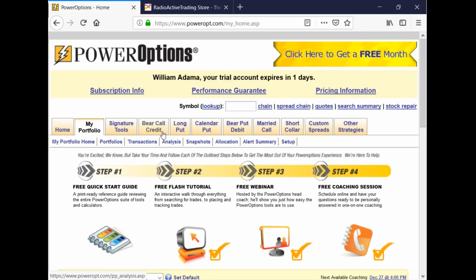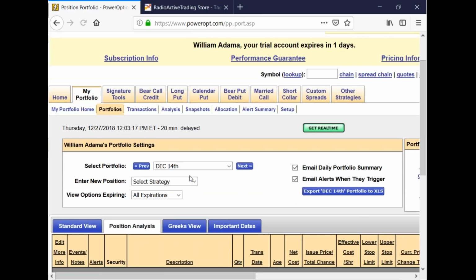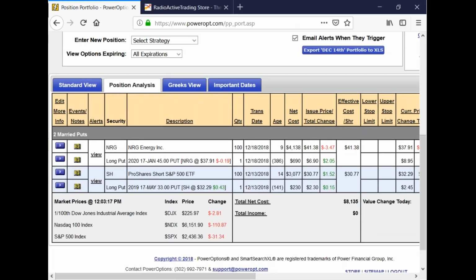Yes, I have tools for various strategies, married calls, married puts, and more, where I can search across the universe of options based on my criteria by symbol. We talked about that the other week. We're going to go into the Portfolios tool, and we're going to look at the two open positions.